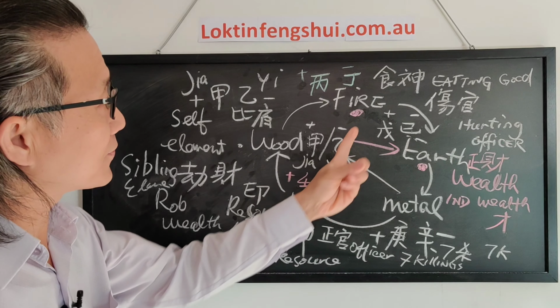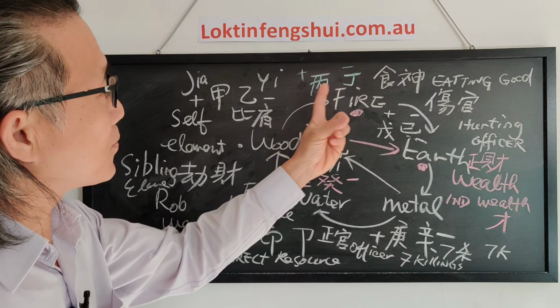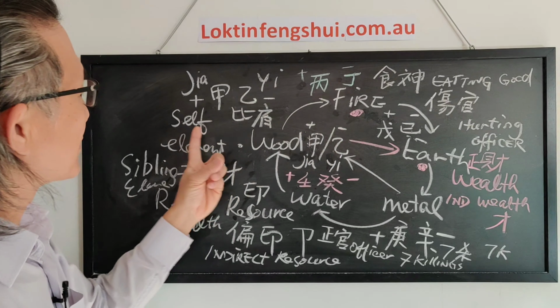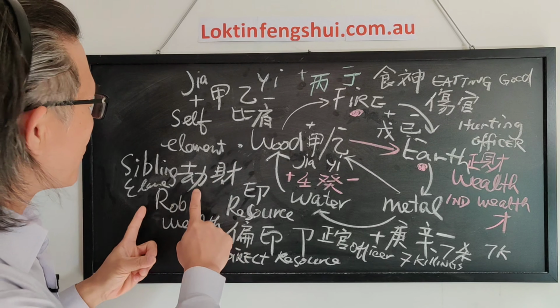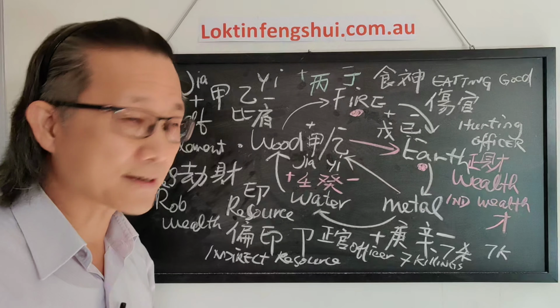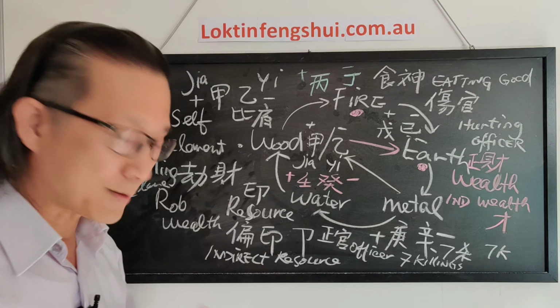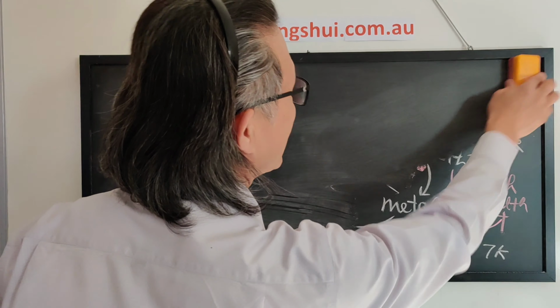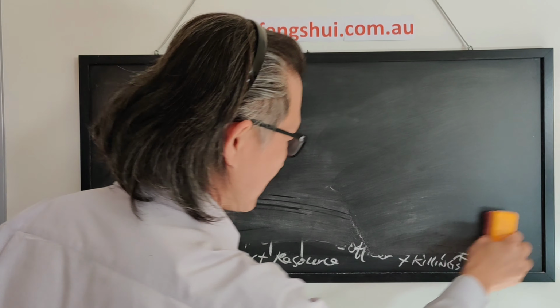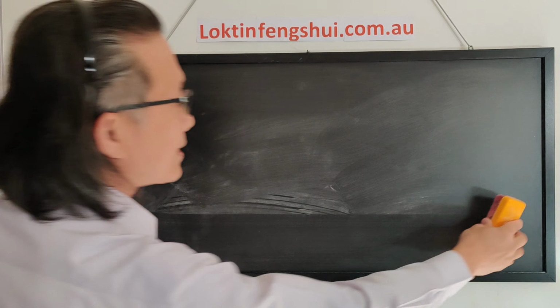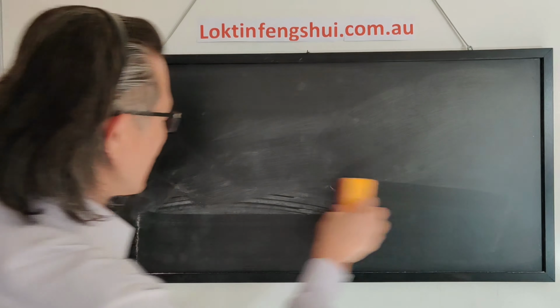So when you come to the fire, the Bing and Ding, Bing is the self element, and Ding, when you see the Bing, is called the rob wealth. So this is the 10 gods. So let me give you some example here. So to write this all out and give you an example, then you will understand a bit more.